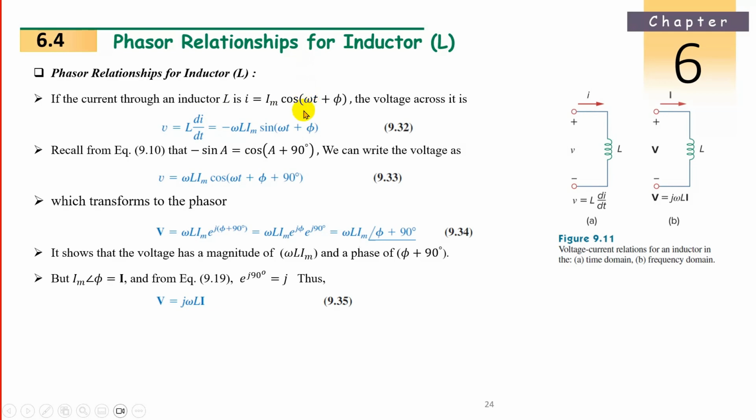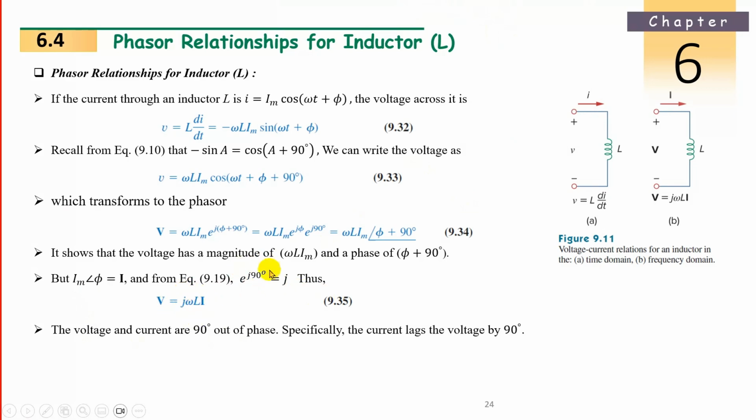Same for integration. Integration is 1/jω. This is differentiation: d/dt is jω in phasor. Integral dt is 1/jω in the phasor form. So you have to remember that. These two are important for inductance and capacitance. Inductance always has d/dt, so jω will come. Integration will come for capacitance, so 1/jω will come. We'll see that one. The voltage and current are 90 degrees out of phase. Now check here jω.